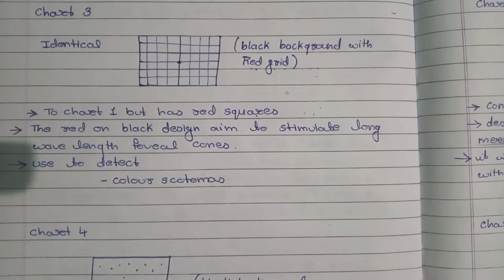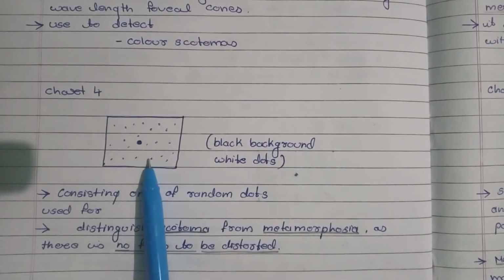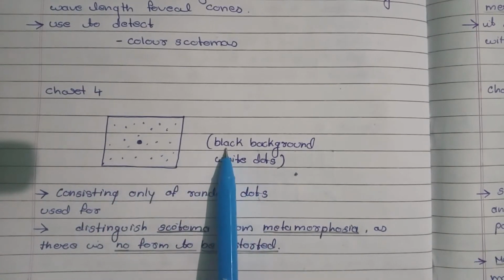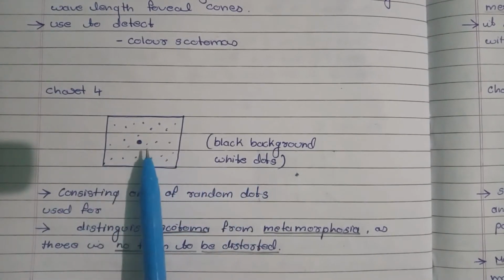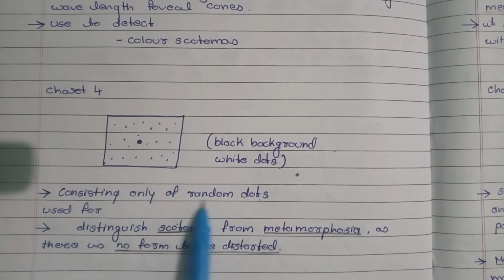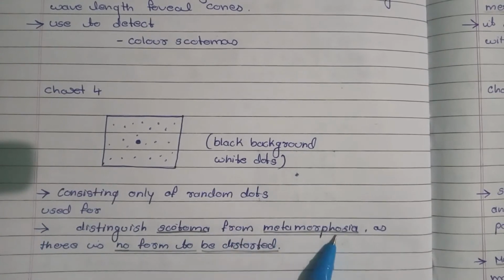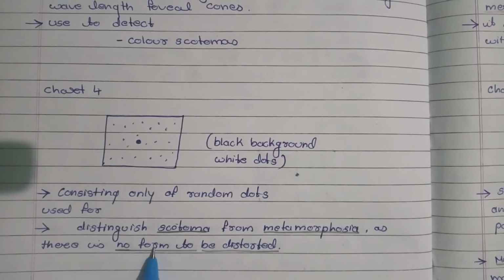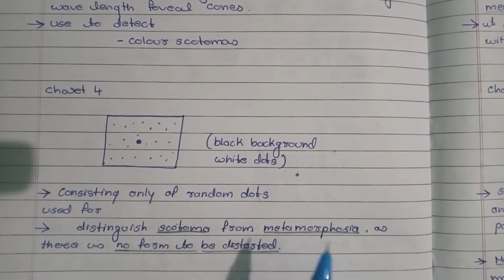Now we are going to see chart 4. See how chart 4 looks. Here the background is black with white dots. There is no presence of a grid. It consists of only random dots. It is used to distinguish scotoma from metamorphopsia as there is no grid to be distorted. What is metamorphopsia? Metamorphopsia is a type of distorted vision in which a grid of straight lines appears wavy.